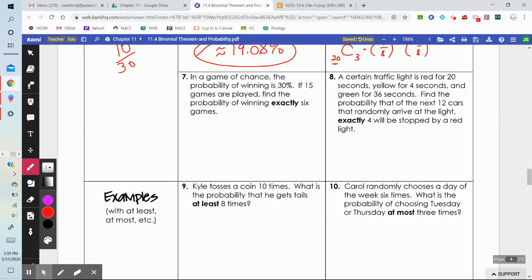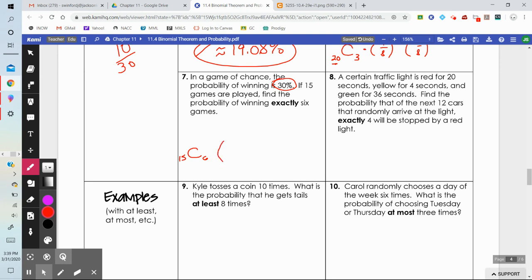Number 7, in a game of chance, the probability of winning is 30%. So there's your success. So therefore, the probability of losing is 70%. It's their complements. If 15 games are played, find the probability of winning exactly 6 games. So that'd be combinations. Out of the 15, we're going to win 6 times.